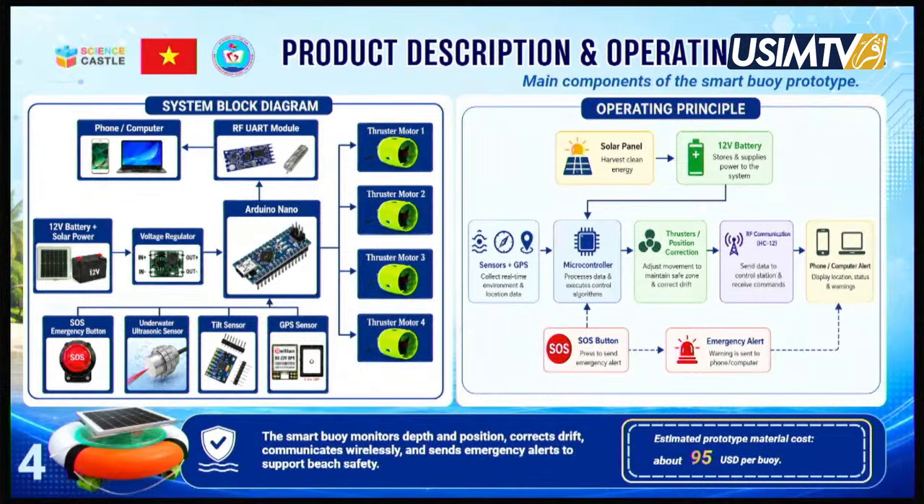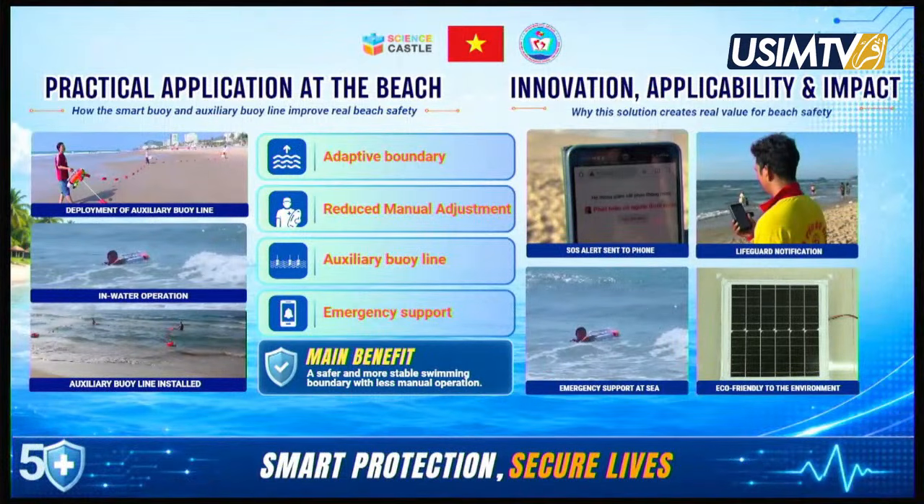In real application, the Smart Buoy system can work together with an auxiliary buoy line, which helps mark the safe swimming area. This is really important because real beaches are not static and they can change throughout the day. Under the rip currents and the tide changes, the Smart Buoy system can semi-automatically or automatically adjust its position, maintaining a safe visual boundary for swimmers.